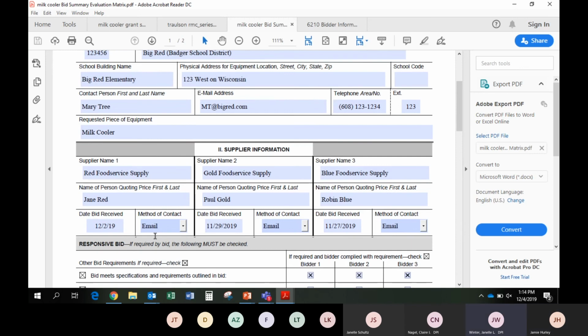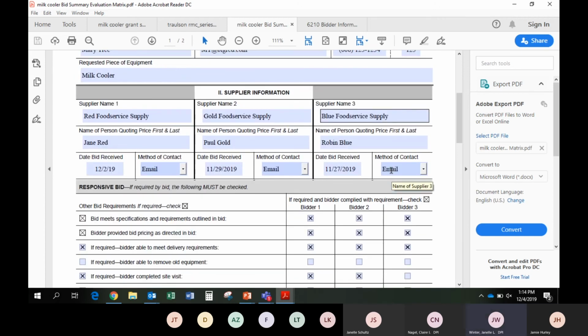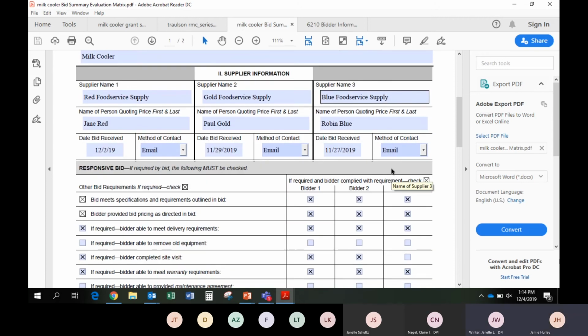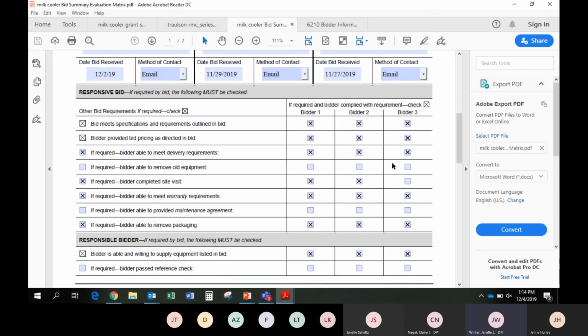So you have your 3 bidders here, and here you put in the date that you received the bid, because you want to make sure that they're submitting the bid prior to your deadline of when the bid should be received. And then you want to make sure that you're looking at their bid and then transfer that information onto here, whether they met or did not meet all your essential requirements of the specifications that you sent to them.